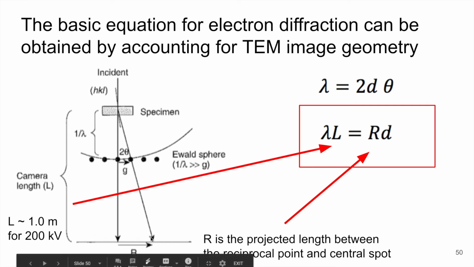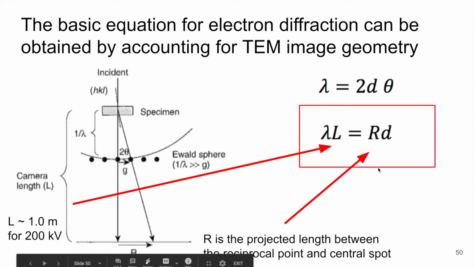So for TEM, a typical camera length is on the order of 1 meter. If you need a quick back of the envelope calculation, you can use L equals 1 meter for 200 kV. So if you've ever looked at the TEM and wondered why they are so tall, you can think of this, right? Between the specimen and the image plane, we need about 1 meter to be able to get the R values with which we can measure the distance between the central spot and the reciprocal spot.